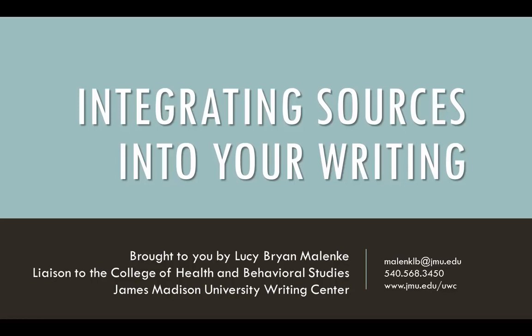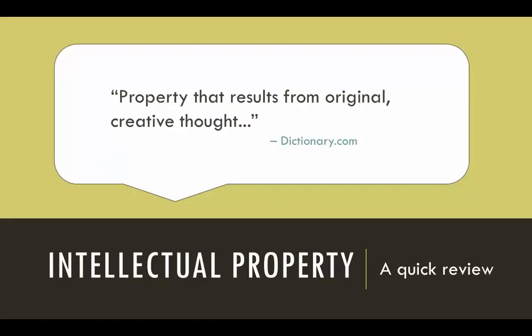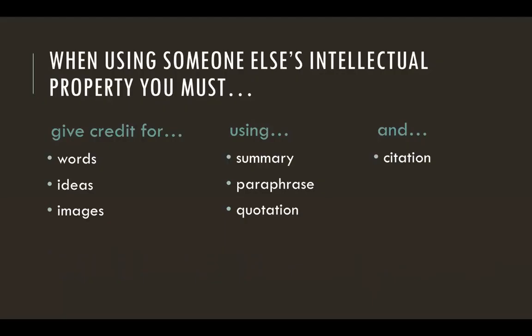In this video, we'll show you how to integrate words and ideas from outside sources into your writing. Let's start by thinking about the concept of intellectual property. There are a lot of good ideas in the world, and no one expects you to have all of them. So when you want to use someone else's words, ideas, or images in a paper you're writing, you need to give credit by explaining where those words, ideas, or images came from.